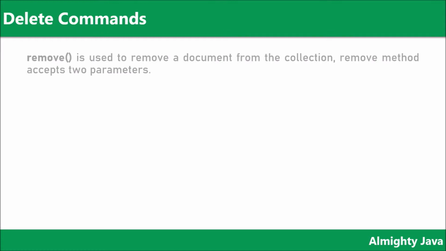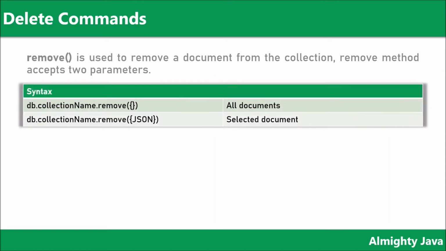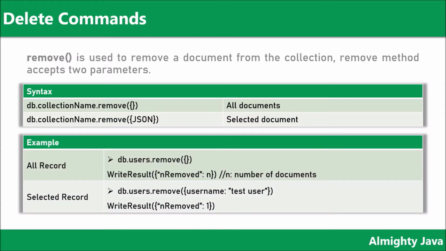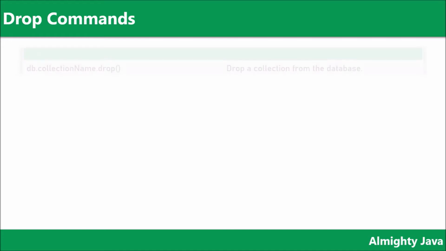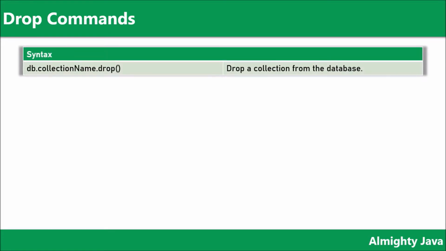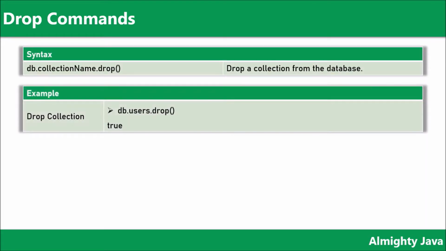Delete commands. Remove is used to remove a document from the collection, and the remove method accepts two parameters. Here is the method syntax for removing a document from the collection. Here are the examples for removing a document. Drop commands. Here is the method syntax for dropping the collection. And here are the examples for dropping a collection.